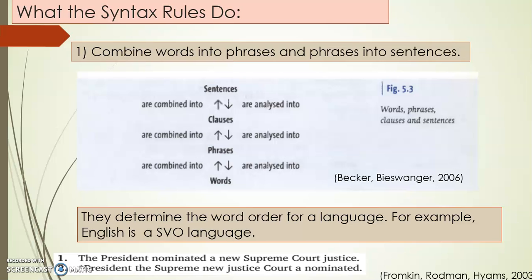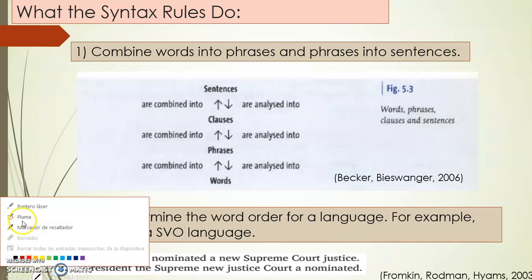So the idea here is that words are combined into phrases and phrases are combined into clauses and clauses into sentences. So we're going to analyze sentences in terms of their clauses and then the clauses into their phrases until the word. So different levels of organization and how they are combined. This is what syntax studies.